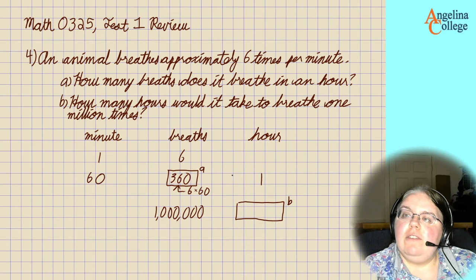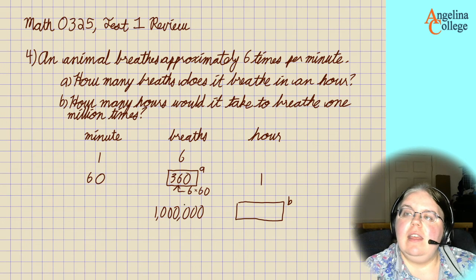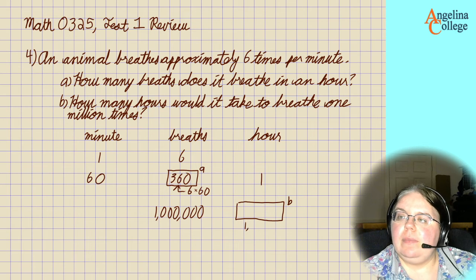In each hour, this creature takes 360 breaths. We want to know how many hours it takes to breathe 1,000,000 times. So we can take those 1,000,000 breaths and split them up into groups of 360 breaths, each of which would take an hour to pass. So we're taking 1,000,000 and dividing it by 360 to find out how many groups of breaths that would take an hour. So we'll do 1,000,000 divided by 60.